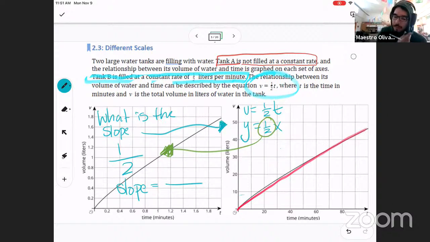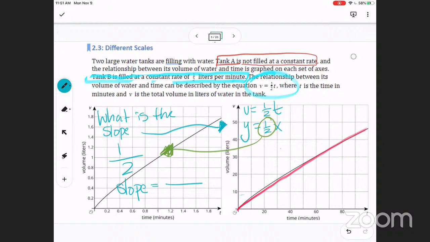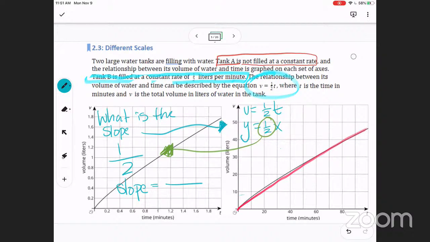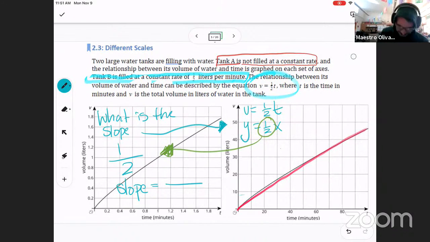Ashley, if you can unmute yourself and say it so everybody can hear it. Rise and run. And which one goes on top? Is it rise or run? Rise and run. Yes. I was kind of hoping Ashley would tell us, but thank you. Rise over run. Beautiful.